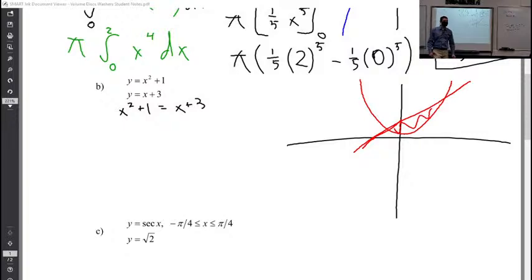Because hopefully you have something that looks like that. We need to know where these points are. It should be x squared minus x minus 2, which should factor pretty easily. Okay, so far? All right, so that means when we go to write our integral, it is going to be from negative 1 up to 2.